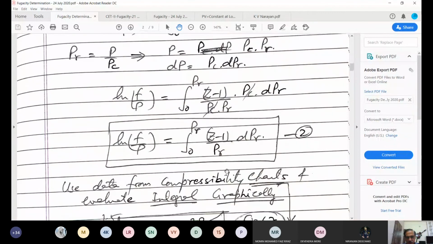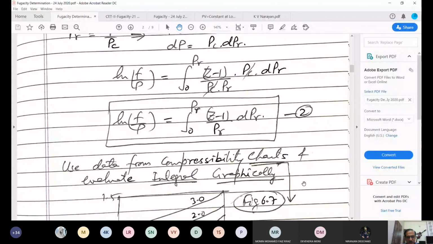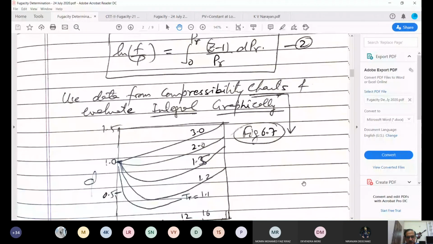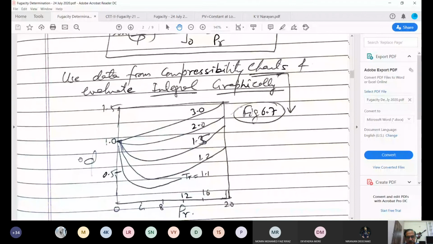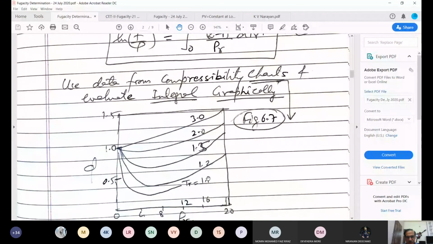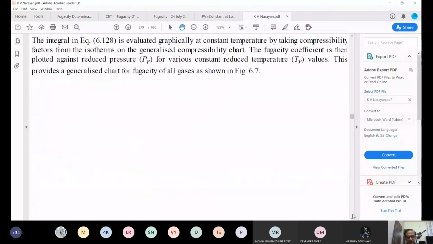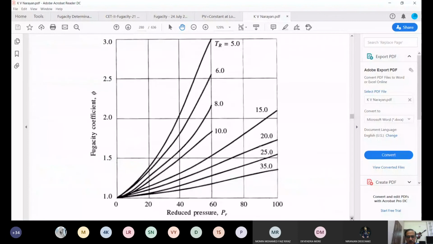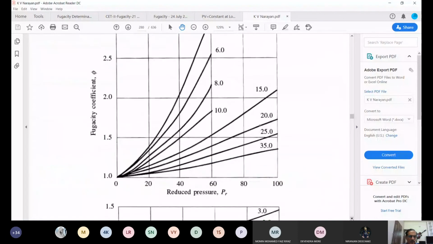So you can get PR values from the compressibility charts, and you can then plot phi versus PR, and these are the type of curves which come. So for different TR values, you can get the phi value. And let me see if I can show you this figure 6.7. So this is the kind of chart we get: fugacity coefficient versus reduced pressure.